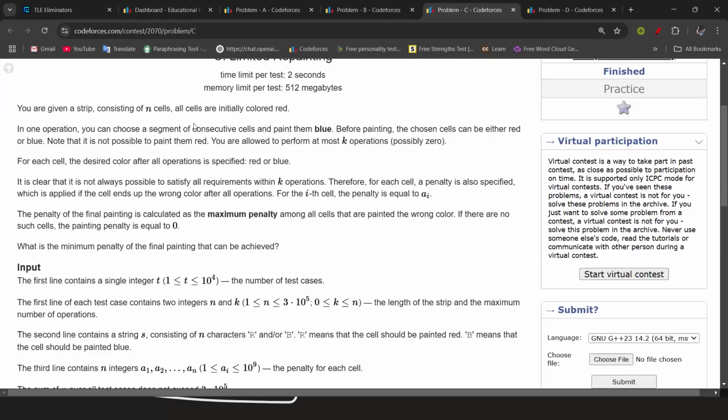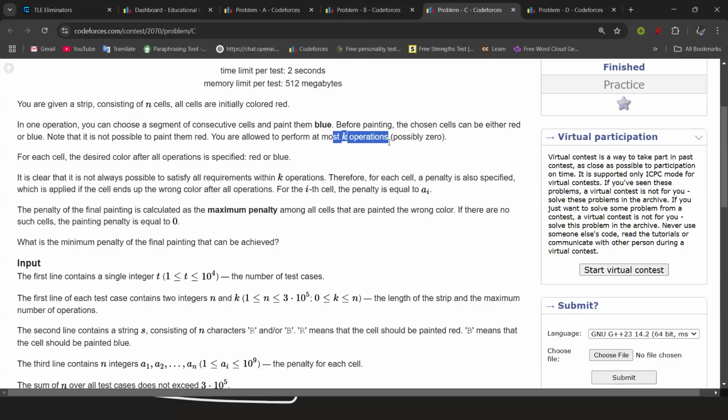Basically, you are given n cells which are initially all red, and in every operation you can select a segment of consecutive cells and paint them blue. But once you have painted a cell blue, you can never paint it back to red. You can only paint cells from red to blue. You cannot do the reverse. So you can select a segment, paint it blue, select a segment, paint it blue. You can perform this operation at max k times.